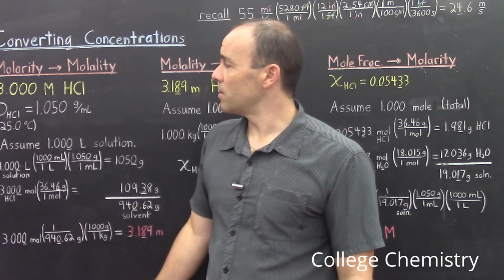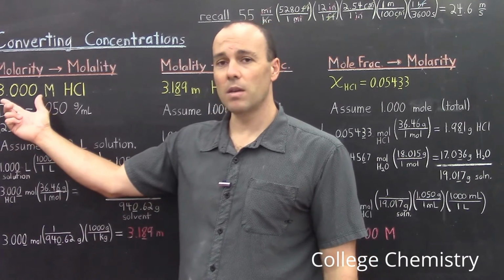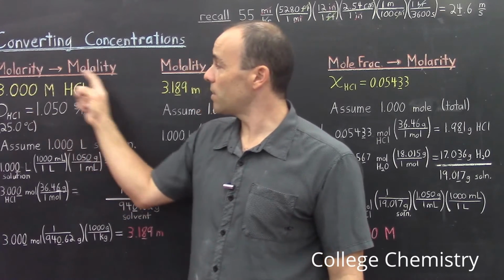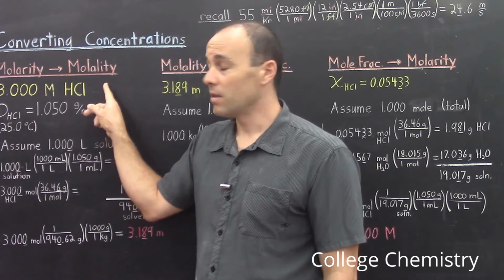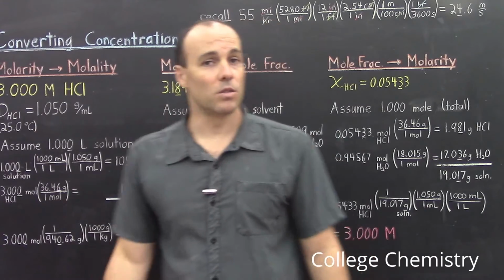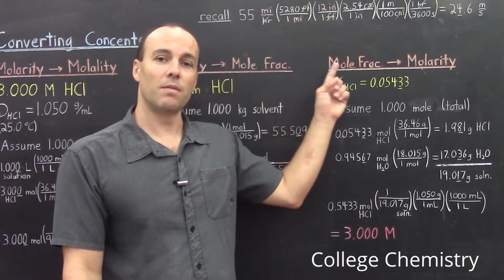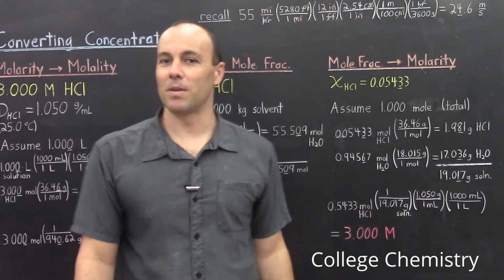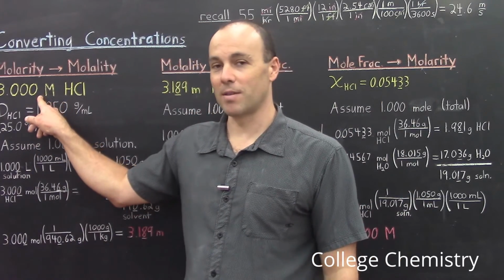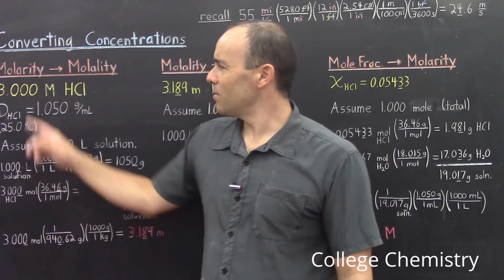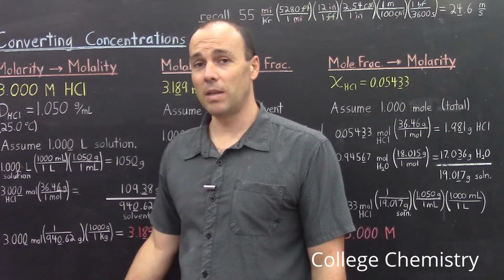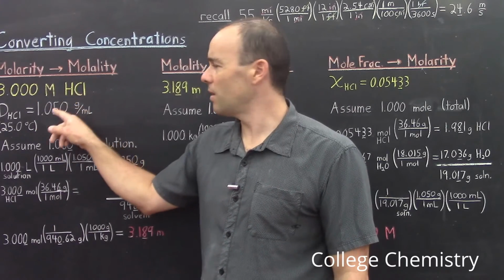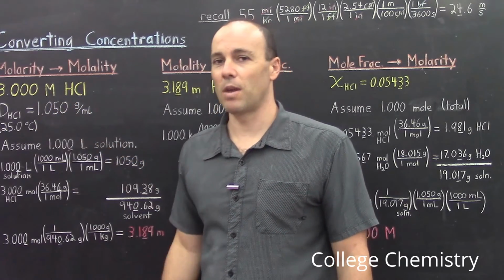So what we're going to do is to take 3 molarity of HCl solution. We're going to convert that to molality, then convert molality to mole fraction, and then finally mole fraction back to molarity again. So we should end up with 3 molarity. Now to do the first conversion, we'll be needing the density. And the density of 3 molar HCl is 1.05 grams per milliliter.